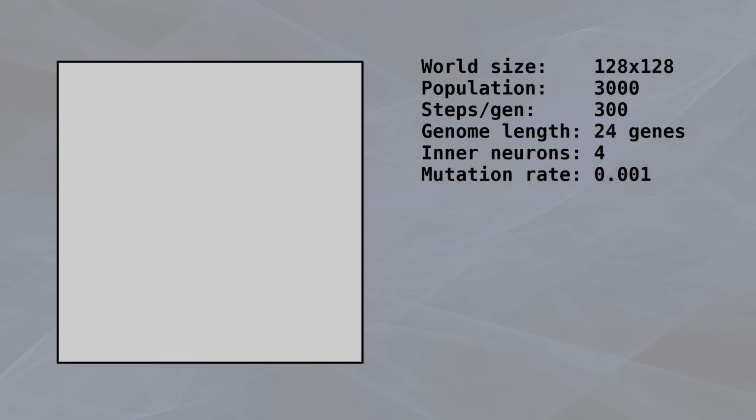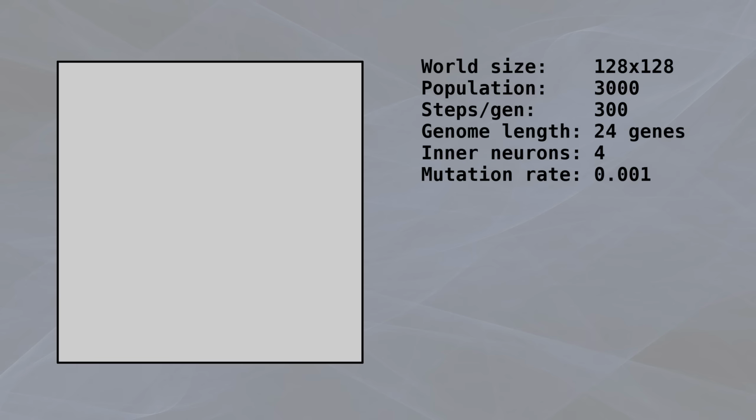This time we'll give them bigger brains. Their genomes will be 24 genes long, which means 24 brain connections, which means that they'll be a little smarter. They'll be allowed to use up to 4 internal neurons, so they'll be capable of slightly smarter behavior.